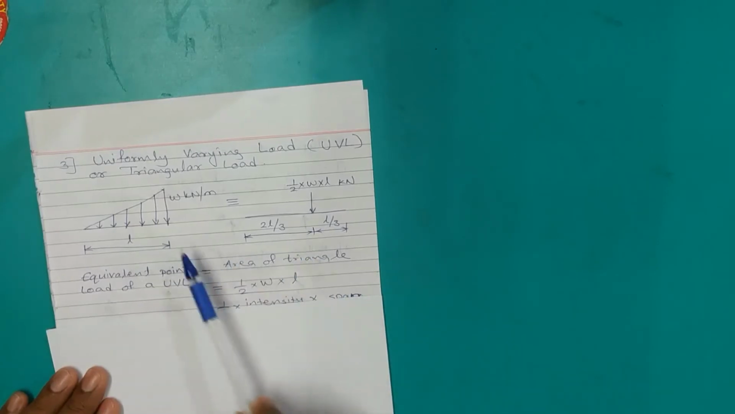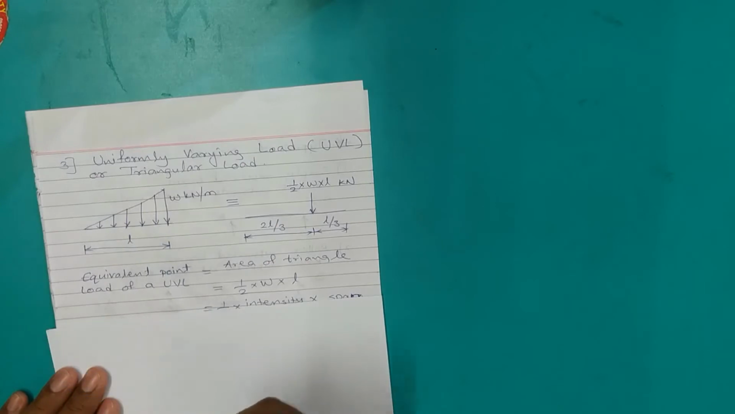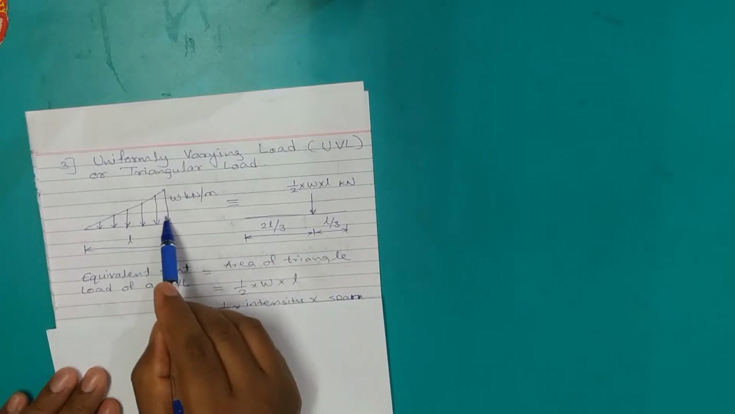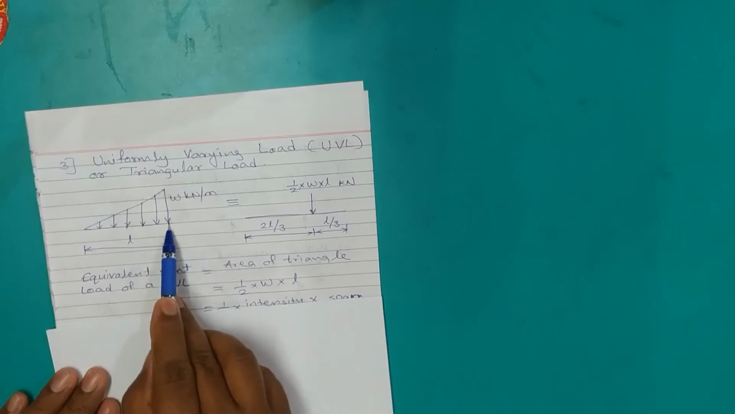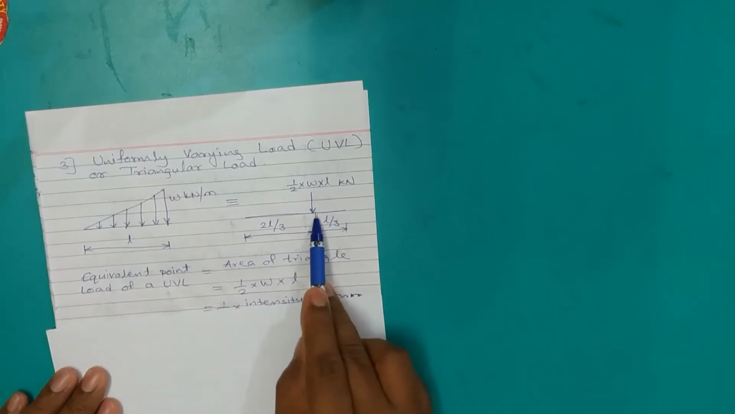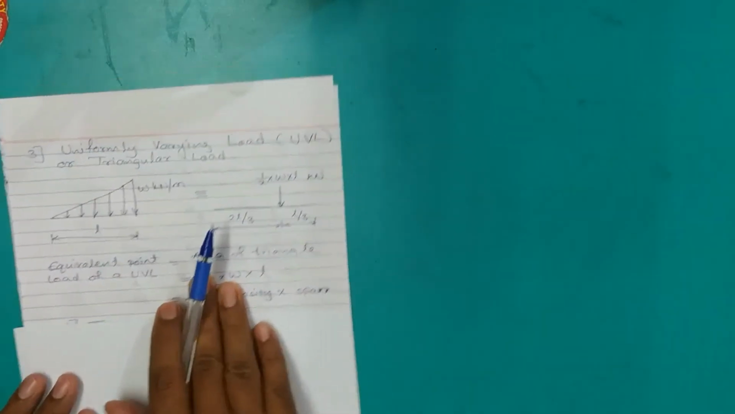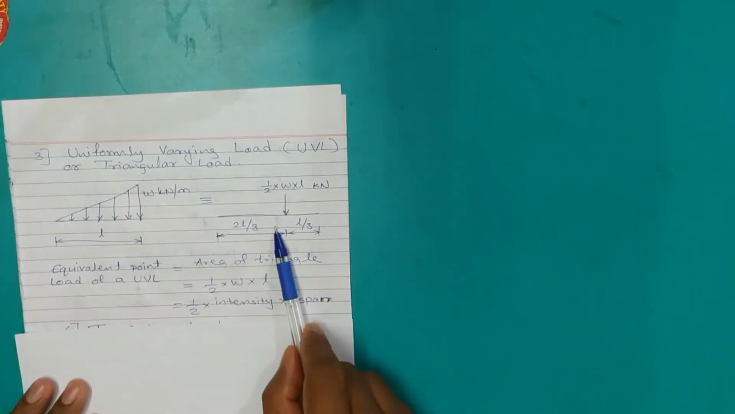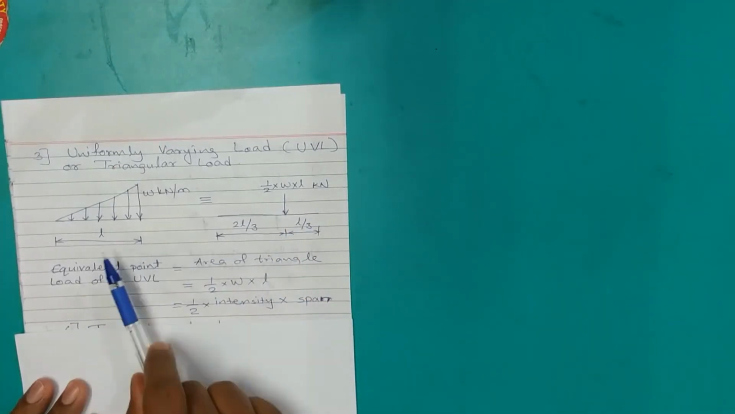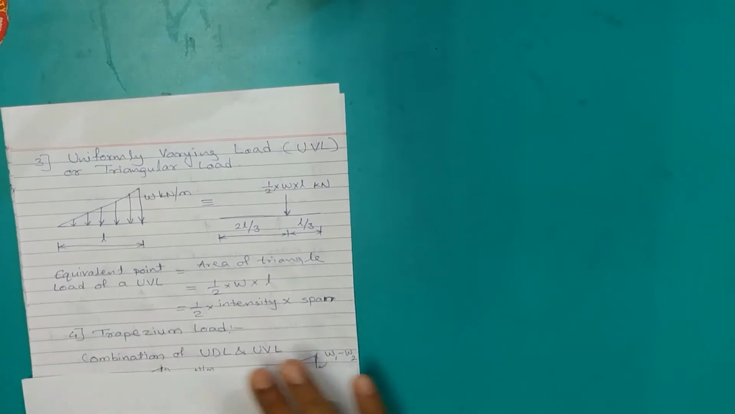In the same manner, wherever we have the maximum intensity, or let's say the right angle formed in the given triangular load, from that right angled edge at distance L by 3 we have to locate the equivalent point load. So this is how the placement of the equivalent point load representing UVL is given while we convert the UVL into its equivalent point load.